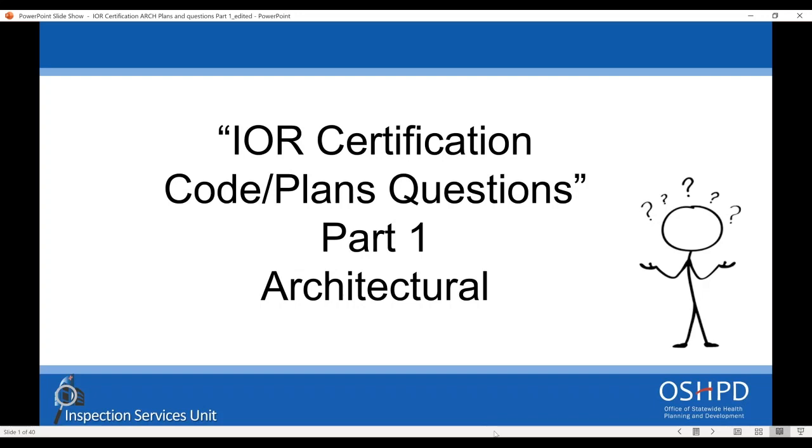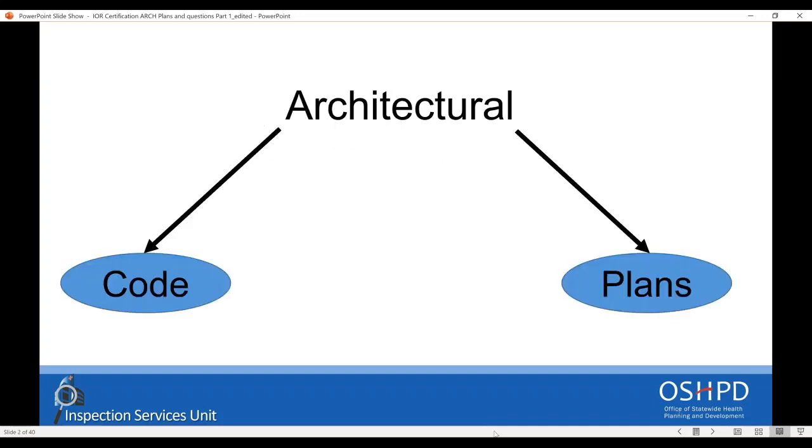Today, we will go through the architectural part 1. Thursday, we will do the part 2. Each week, like Caesar mentioned, we will add a different discipline with the same criteria of the 2 parts, part 1 on Tuesday and part 2 on Thursday. So, are you ready for the architectural portion? Let's go through. The architectural discipline has 2 parts for the exam, the code and the plans.